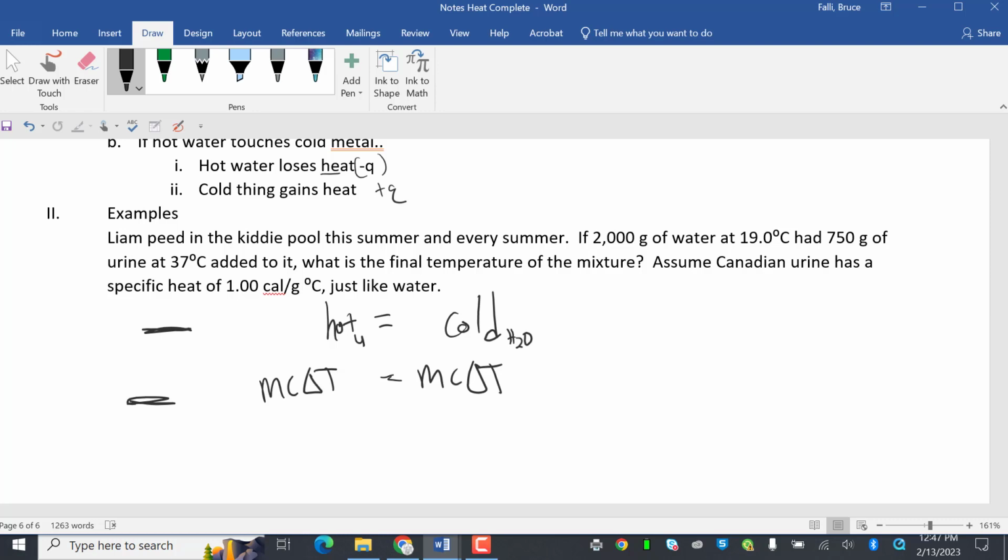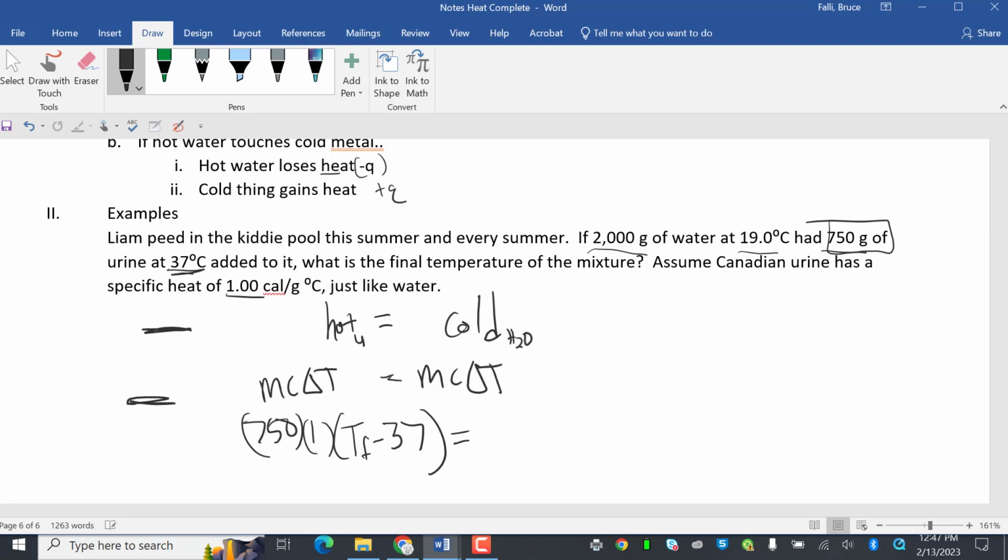Okay, so Liam peed in the kiddie pool. I've got 2,000 grams of water. I'm looking for the urine first. Had 750 grams of urine. So 750 grams of urine. The specific heat of urine is 1. The change in temperature, remember, is going to be T sub F minus the initial temperature of urine, which is 37.